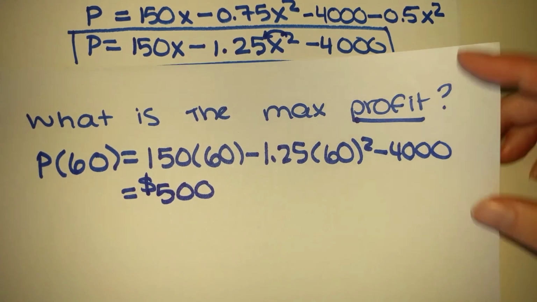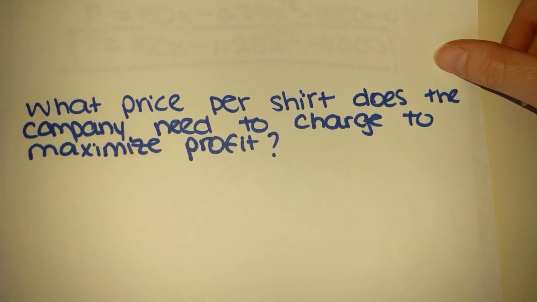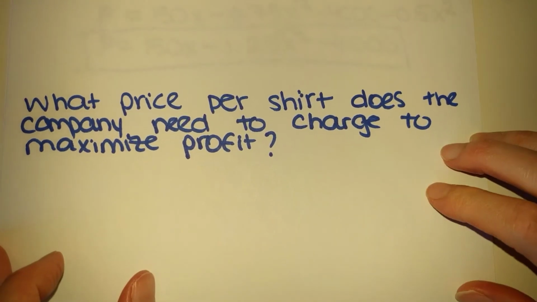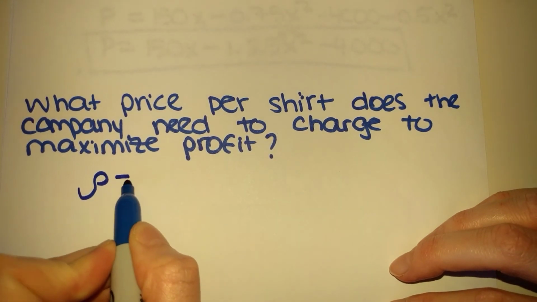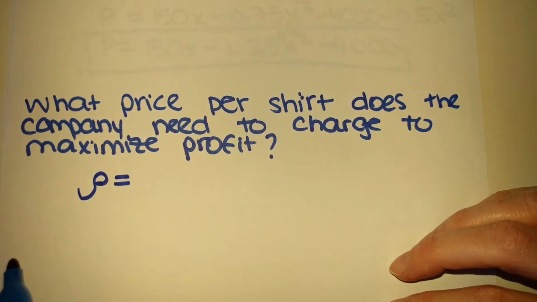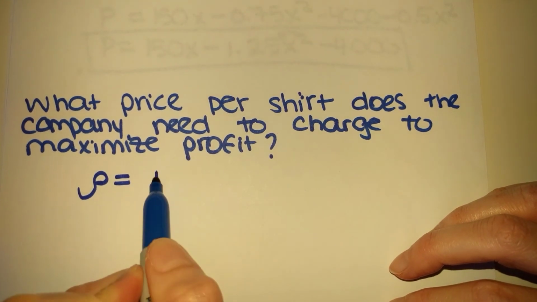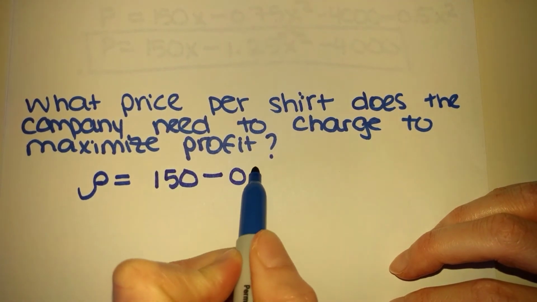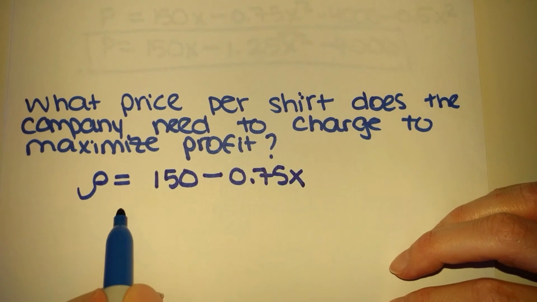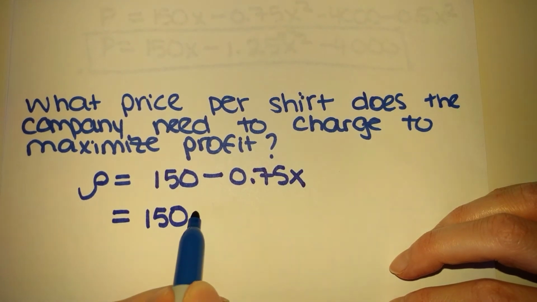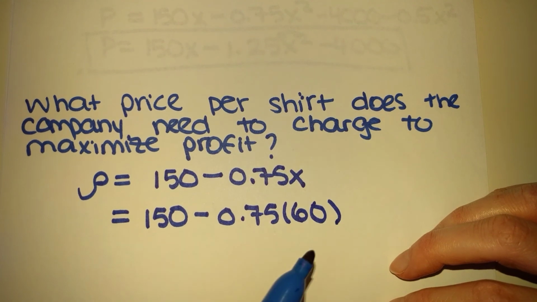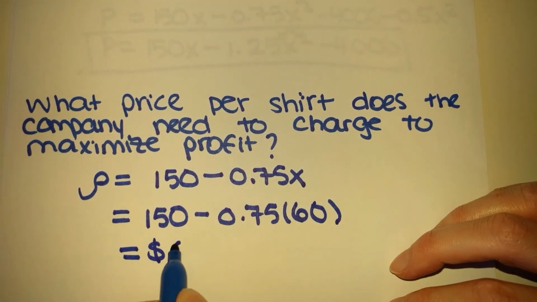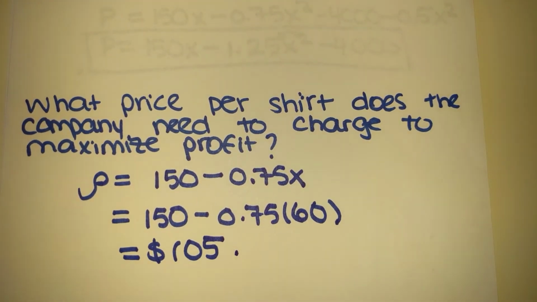All right, then they ask what is the price per shirt that the company has to charge to maximize profit. At the very beginning of the problem, they gave us that little p, the price per shirt, was 150 minus 0.75x. So to find the price per shirt to maximize profit, we will need to plug in 60 for x. And when you do that, you get $105.